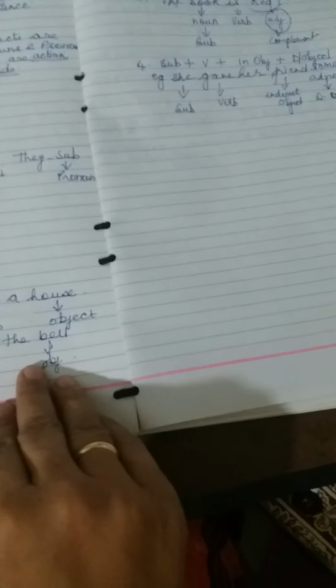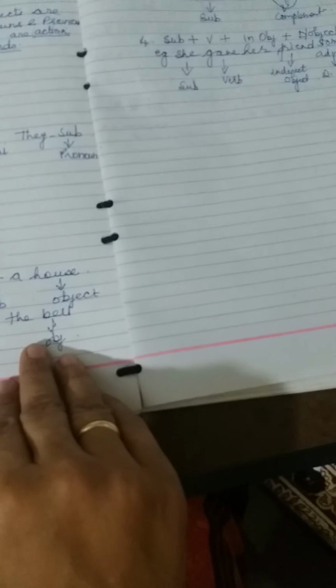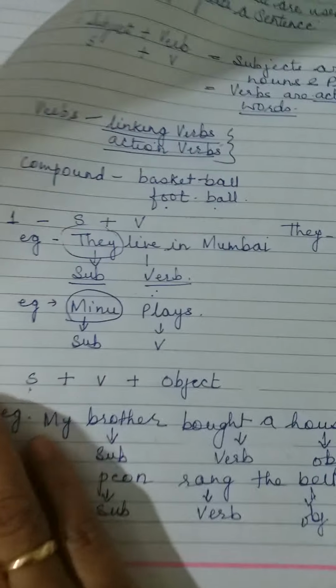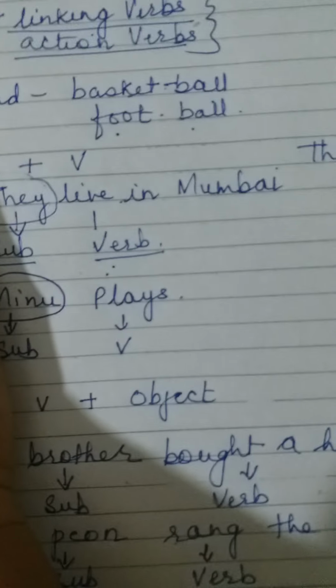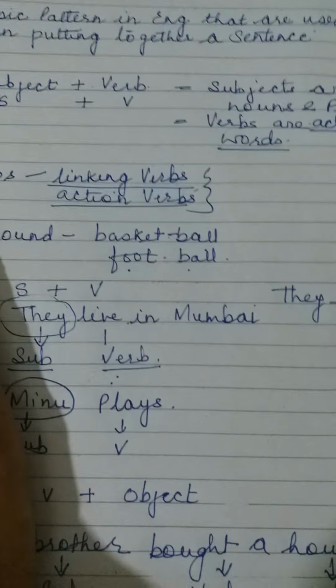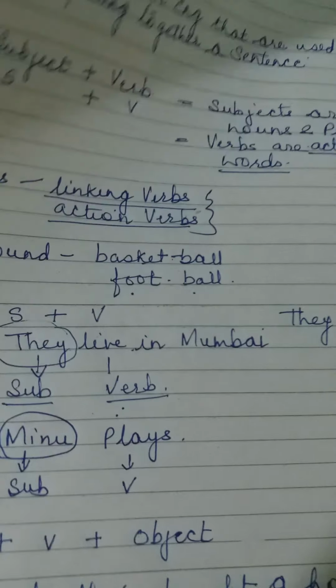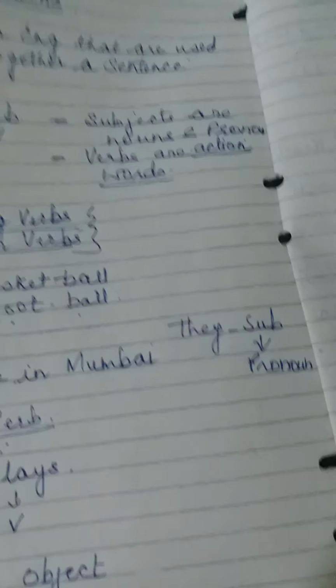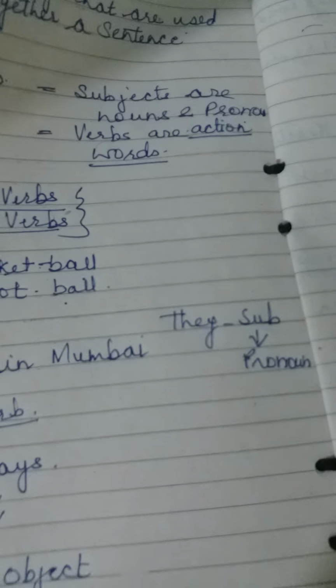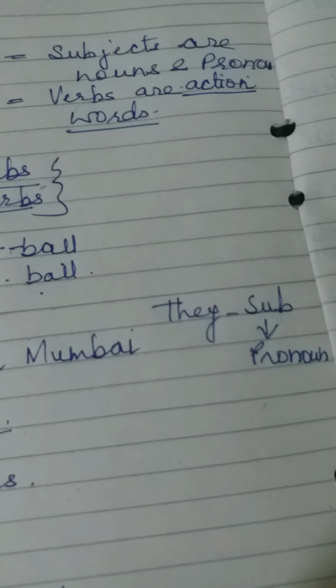Later on we will study more patterns, with subject plus verb plus noun, subject plus verb plus adverb, subject plus verb plus adjective. We will be studying all these things. Fine children. So this is what we call sentence patterns. Right, children? We will meet in the next session very soon. Thank you, children.